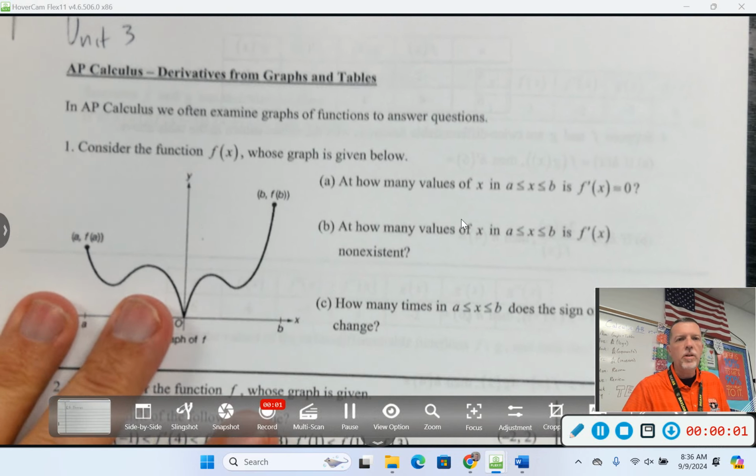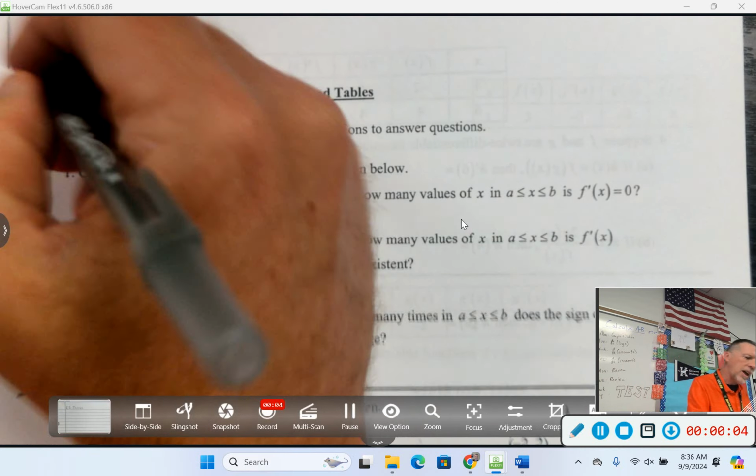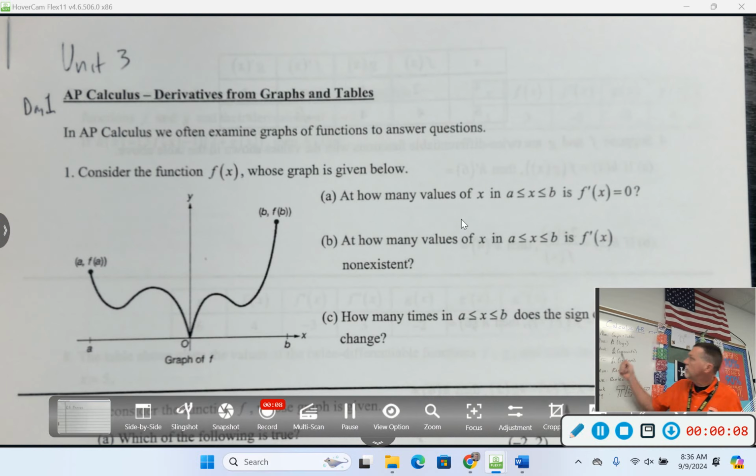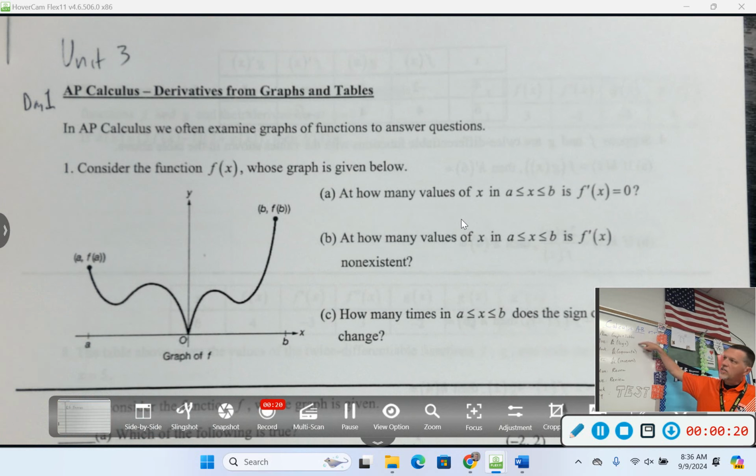All right, so Unit 3, derivatives from graphs and tables. That would just be day 1. Day 2 and 3 and 4 are more derivative rules. So we don't learn another new derivative rule today. We're just going to use what we know looking at pictures and tables. The rest of the unit will learn derivatives of logs, of exponents, and inverses. And then review, and test. Not this block day, but the next block day.